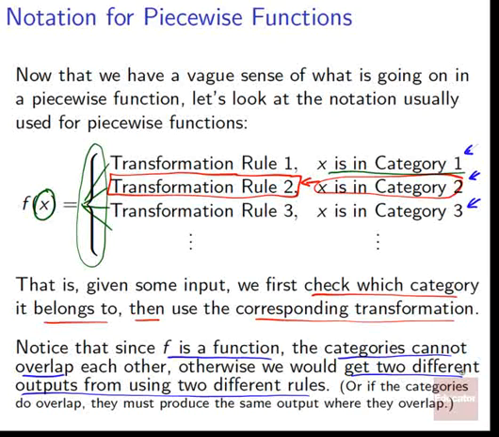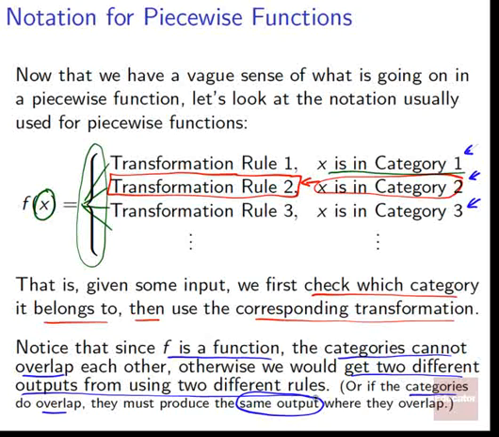Remember, if we put x into a function, it has to only produce one output. It can't spit out a and spit out b. It's not allowed to produce two different things. So if we put in x and x belongs to two different categories, each of those rules would have to be the same thing, or we have to make sure the categories don't overlap. So we are allowed to have categories overlap, but if that's the case, we have to make sure that the transformation rules produce the same output during that overlapping space. Otherwise, we've broken the nature of being a function.